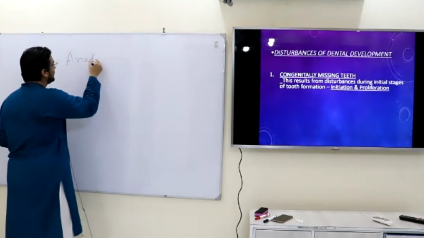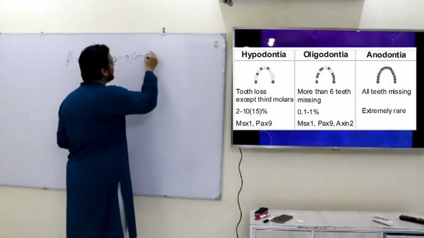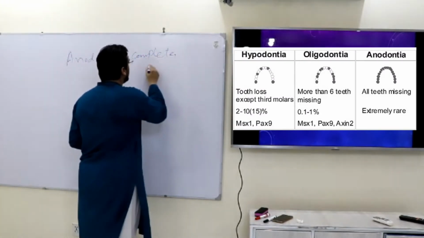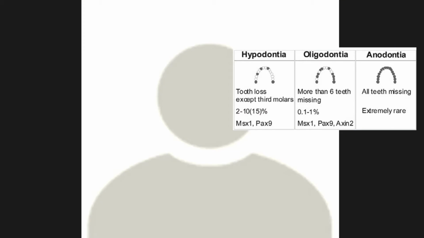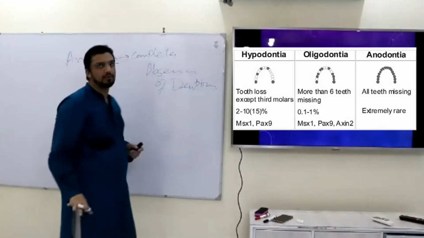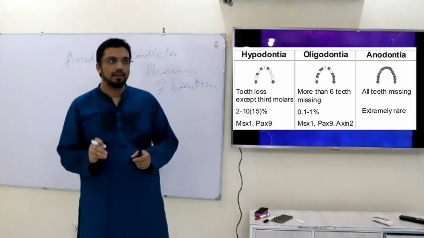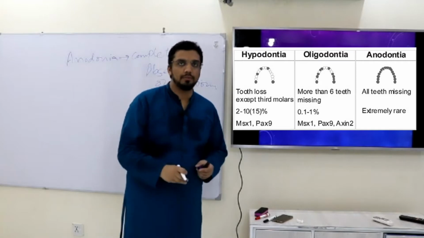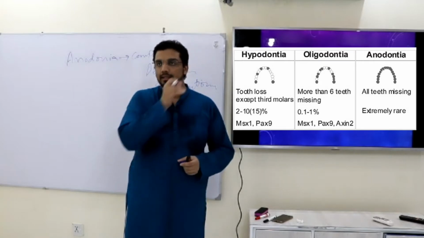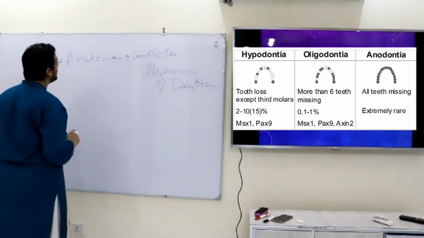So we should be aware of these terms. Anodontia is the complete absence of dentition. No dentition will be around, and this commonly occurs with syndromes. Other than syndromes, this is a rare condition. However, it can happen.